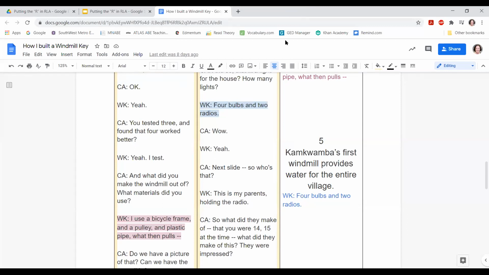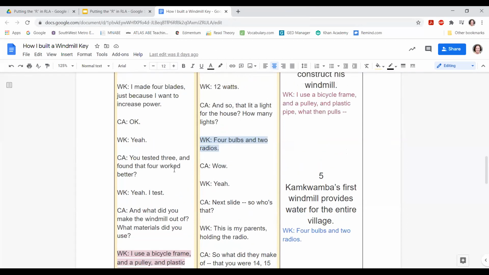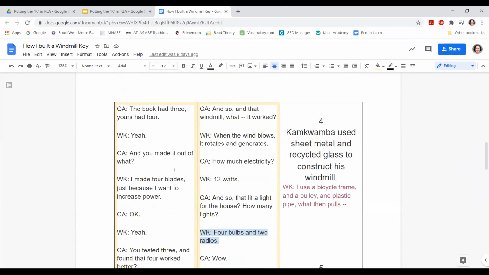If I was doing this in a traditional setting, I would probably just have 2 documents side by side. I would have the text and then I would have the questions on another document. So it would be easier for them to refer to that.